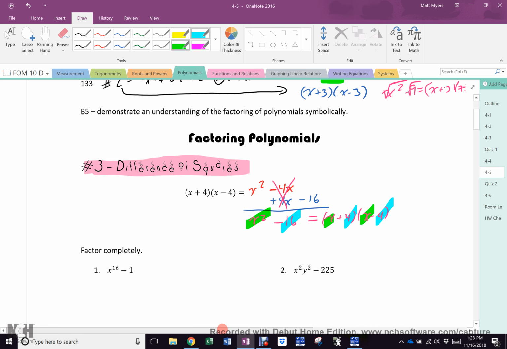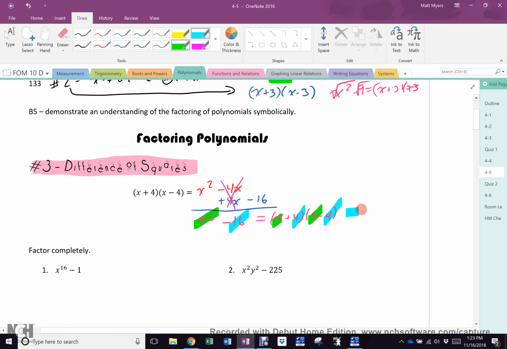Yeah. So, what that leads us to is this lovely piece of mathematical knowledge. If I have anything, and I'm going to use x's and y's, if I have anything squared, and I subtract anything squared, the factored answer is always the square root of the first thing, square root of x squared, plus the square root of y squared, and then the same thing, but it's minus.